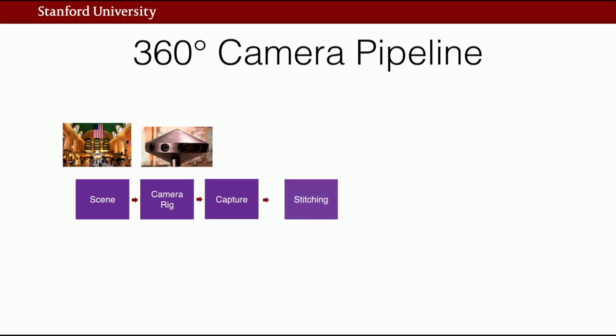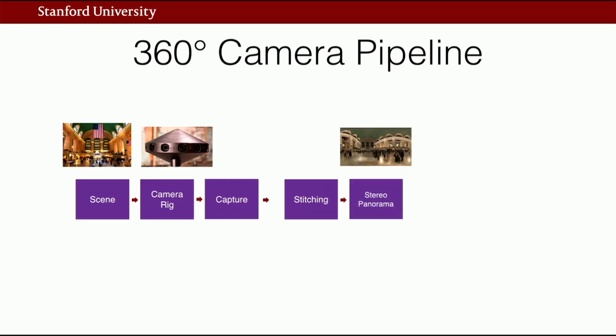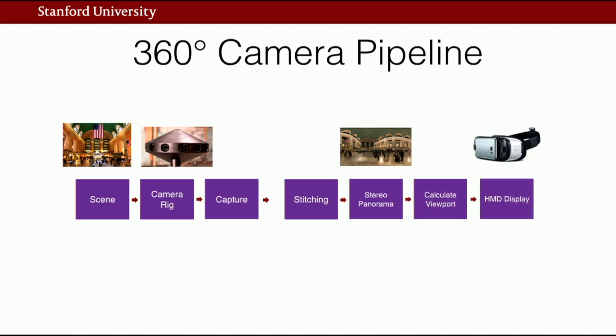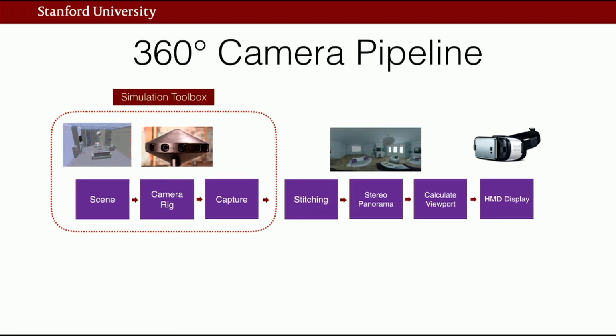You send those images to a stitching algorithm, which will put them together into a panorama, either a stereo one or a monoscopic one. This panorama is stored as data and eventually given to the head-mounted display. Depending on where the person who has the display is standing or looking, you would render a new viewport depending on the panorama. Our simulation toolbox creates images from the first half of this pipeline. And the images we generate from this toolbox can be used to evaluate multiple steps further down the pipeline.